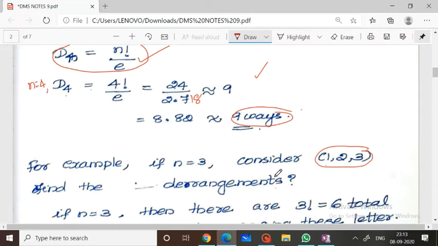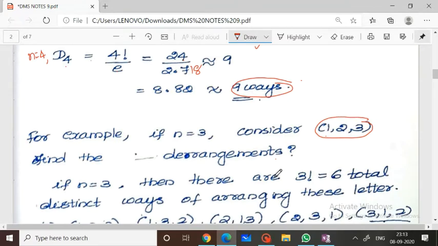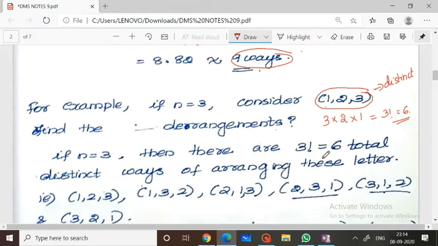We have to know. If n is equal to 3, these are distinct numbers. So there will be distinct arrangements, which means the first place can be filled in 3 ways, the second place in 2 ways, and the last place in 1 way, which is equal to 3 factorial, or 6 ways. We have to remember that there are 6 ways of arranging the letters.